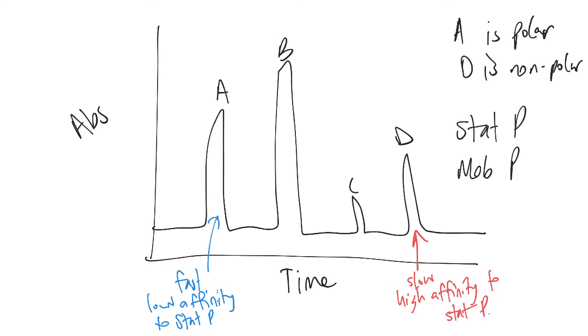Okay, so if A is polar and A has a low affinity to the stationary phase, it means it will not match the stationary phase. So therefore, it's going to be a non-polar stationary phase. D, being non-polar, was very slow and had a high affinity to the stationary phase, which means that the mobile phase, yeah, high affinity to the stationary phase. Therefore, the mobile phase must be polar.